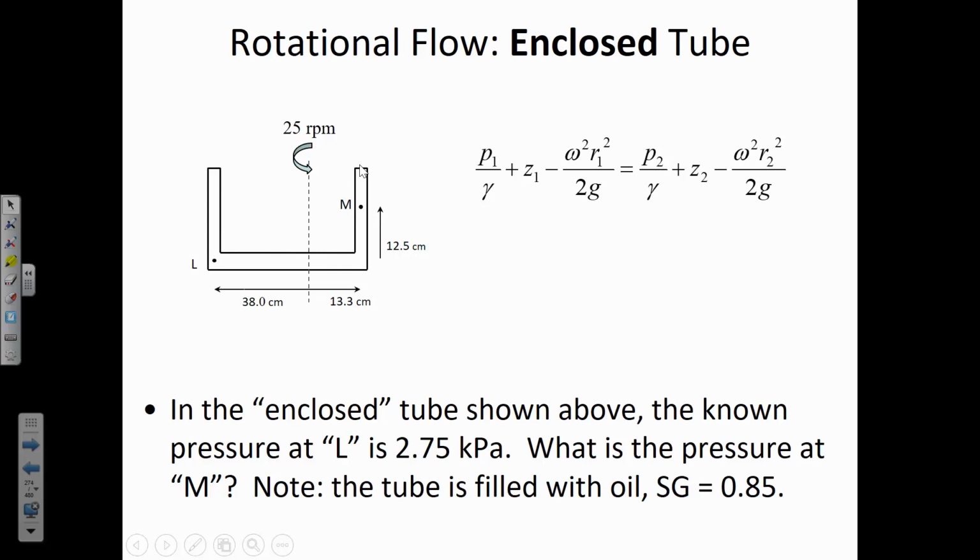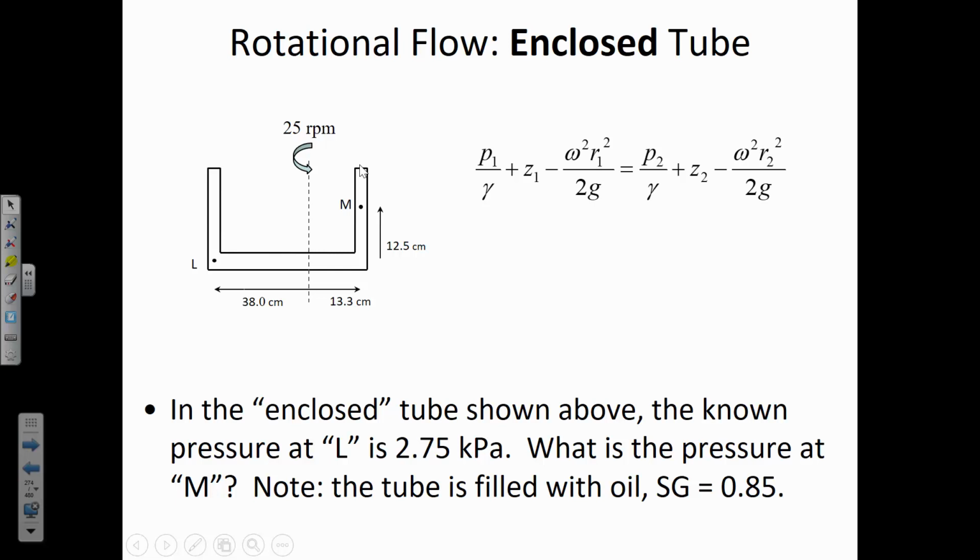And we aren't given any sort of absolute elevation measurement for L and M, but we do know the distance between them. And so a pretty common practice would be just to select the lower of the two, let that be z equals 0, and then the higher of the two, in this case M, is just going to be 0.125 meters as the z2.